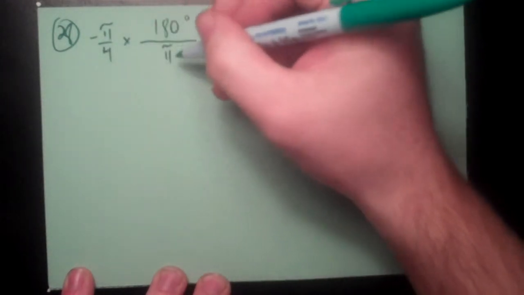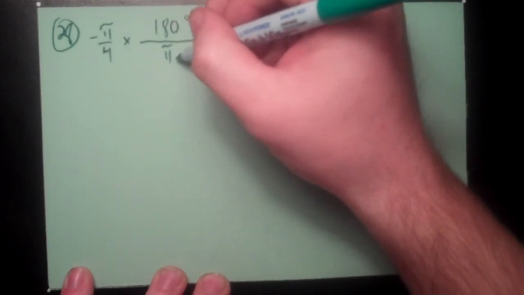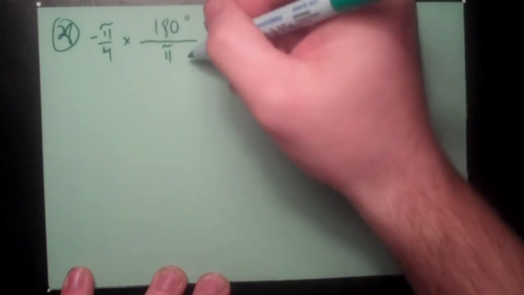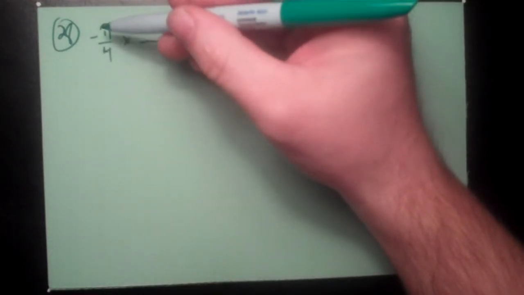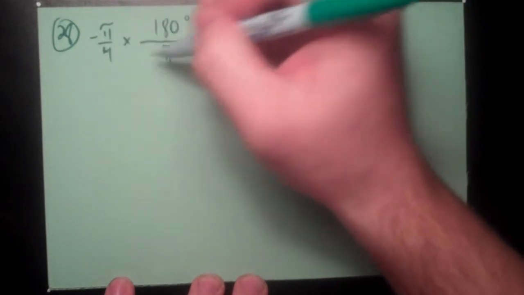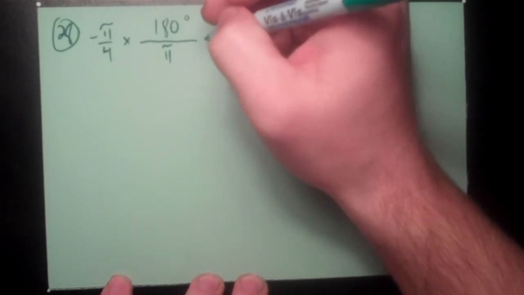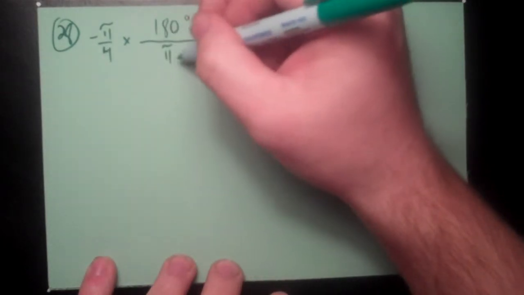Okay, now at this junction, let me say that pi is not the unit. Pi is not the unit of radians. Radians is the unit of radians. Now pi is usually in radians. Sometimes you'll see a decimal, but a lot of times pi will be there. So we are going to cancel out pi, but that is not the unit. It's not in pi's, it's in radians.